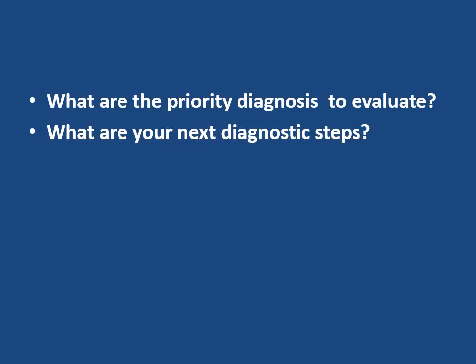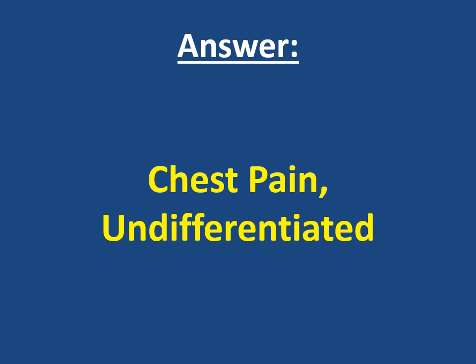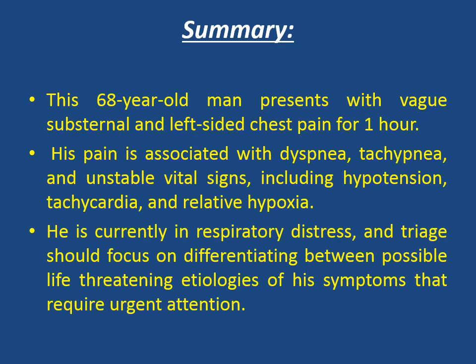So the first question is, what are the priority diagnoses to evaluate, and what are your next diagnostic steps? And the ideal and correct answer is undifferentiated chest pain. So the summary of this case is we have a 68-year-old man presenting with vague substernal and left-sided chest pain for 1 hour, and his pain is associated with dyspnea, tachypnea, and unstable vital signs including hypotension, tachycardia, and relative hypoxia. He is currently in respiratory distress, and triage should focus on differentiating between possible life-threatening etiologies of his symptoms that require urgent attention.